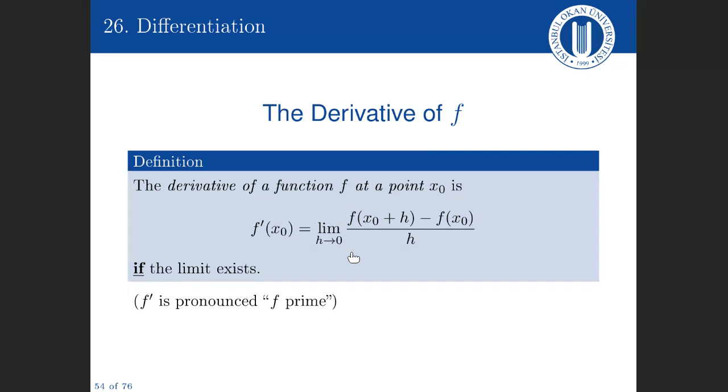The derivative of a function f at the point x0, or to say it another way, the slope of the tangent line, is the limit as h tends to 0 of f of x0 plus h minus f of x0 divided by h. And we write this as f prime of x0. This is true if this limit exists, because we know sometimes limits exist, sometimes limits do not exist. If this limit exists, then we have a derivative of f at x0. And that means the slope of the function, or the slope of the tangent line to the function at this point.